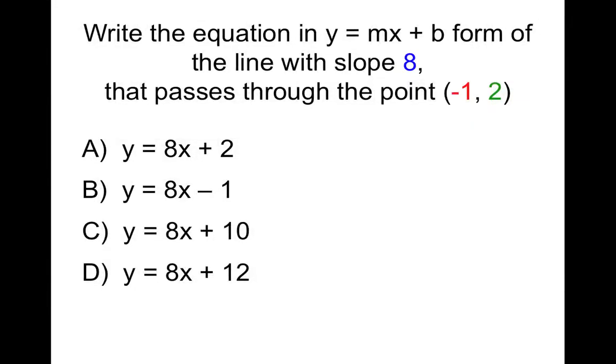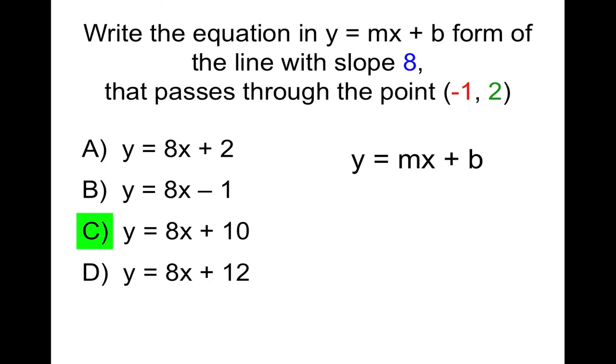Write the equation in y equals mx plus b form of the line with slope 8 that passes through the point (-1, 2). When you think you've got it, choose the best answer. The equation of this line would be y equals 8x plus 10.